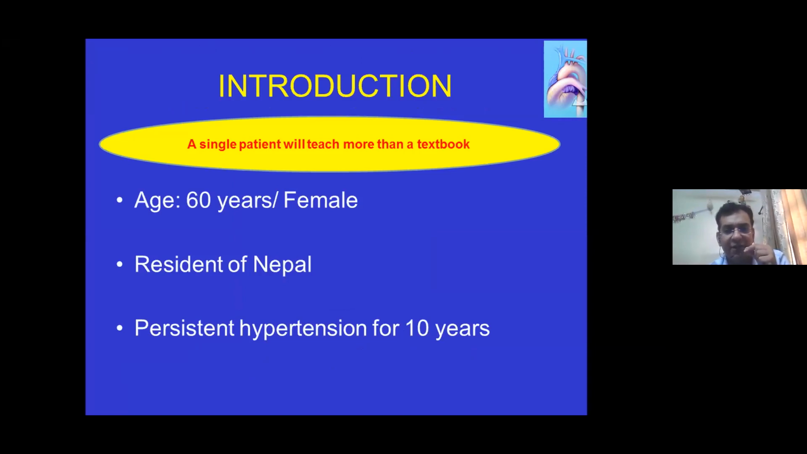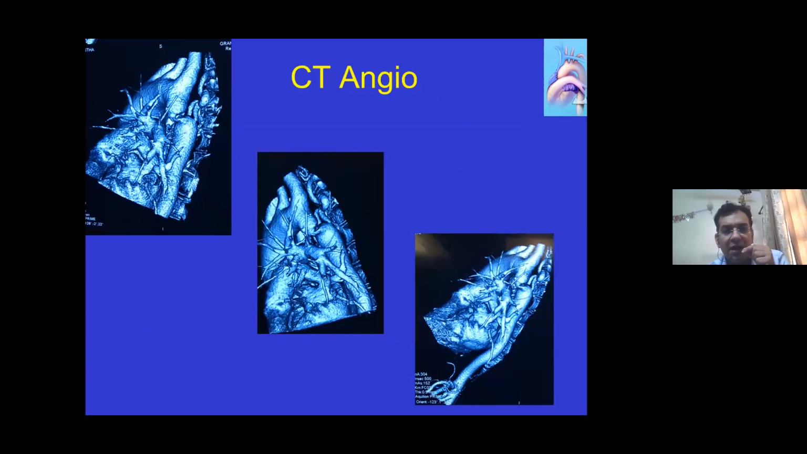Like for example, this particular case was a 60-year-old female. She was a resident of Nepal and she had persistent hypertension diagnosed for the last 10 years. She has been a geology professor. She was doing excellently well, except for repeated headaches, which she used to have. Incidentally, she was diagnosed with hypertension, and subsequently, good clinical sense prevailed, and they found the femoral pulses are not very good.